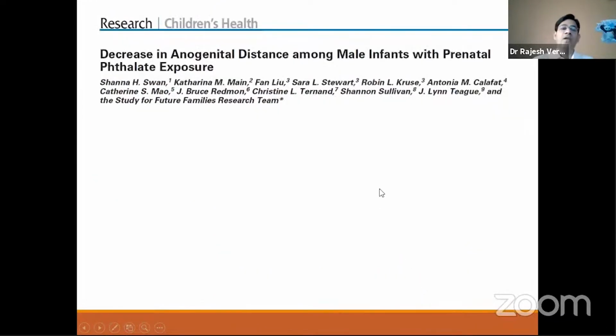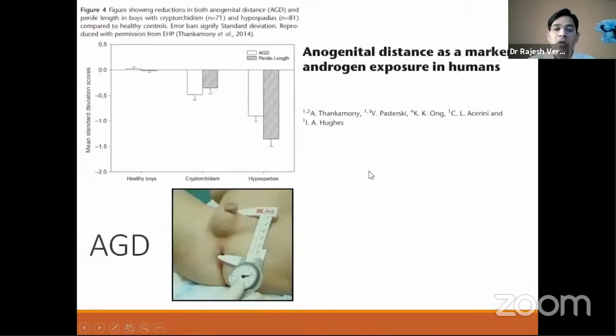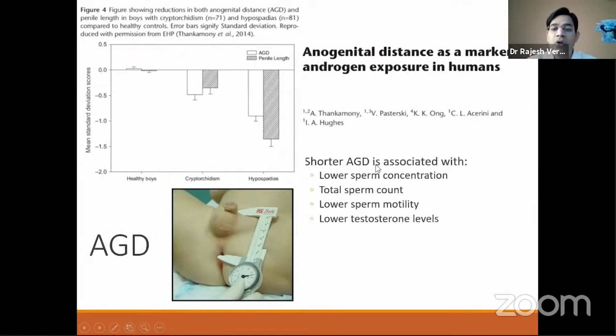and obesity. Now, this is another article saying that there is a decrease in anogenital distance among male infants with prenatal phthalate exposure. So what is anogenital distance? One line about the anogenital distance. It is the distance from the anus to the external genitalia. In the female, it is measured from the center part of the anus to the anterior part of the clitoral surface. And in boys, it is measured from the center part of the anus to the anterior part of the base of the penis.